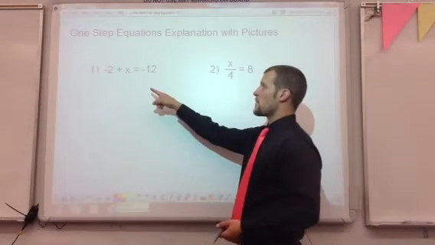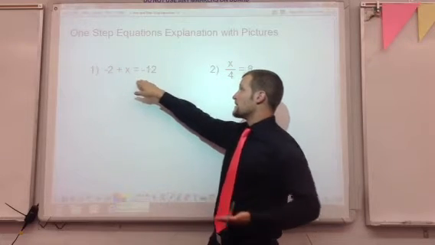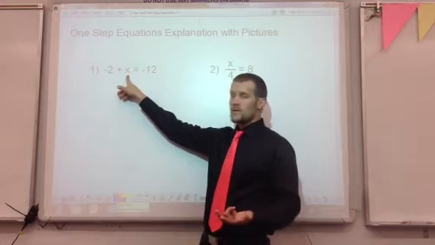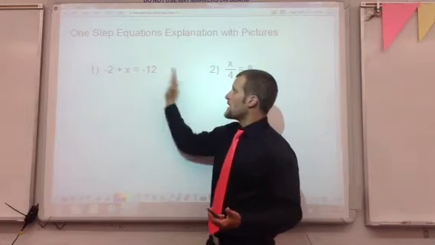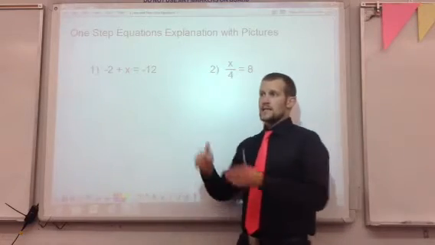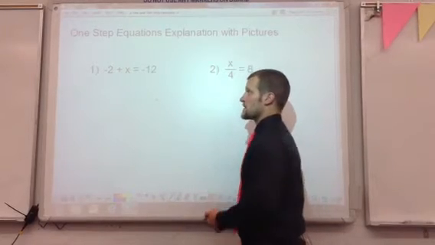Good. First problem here. I have -2 plus some number gives us -12, and we have to find out what that number is. Well, many of you that are good at arithmetic probably already know what that number is. The problem is when these equations get really big, we need a framework to do things one step at a time in order to finish them and find out what it is.